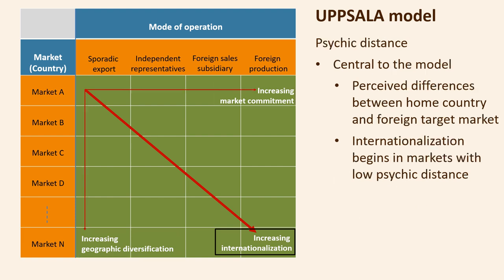The concept of psychological distance is central to the model. It refers to the perceived differences between the home country and the foreign market. Companies start their internationalization process in markets with low psychological distance, and gradually move to more distant markets as they gain experience and confidence.